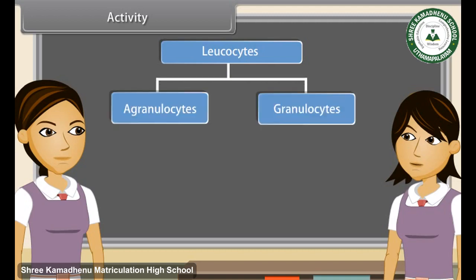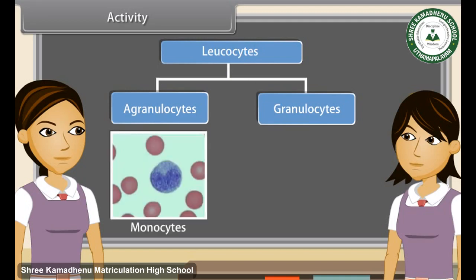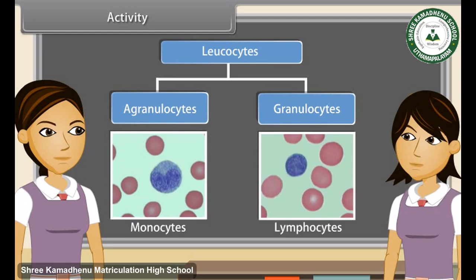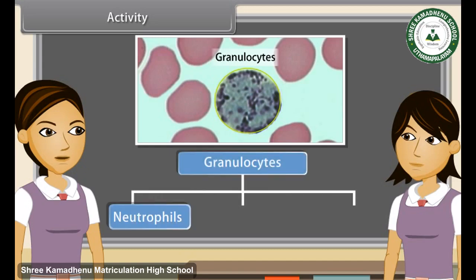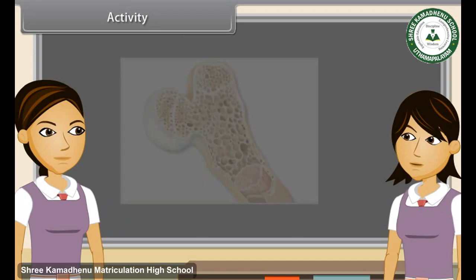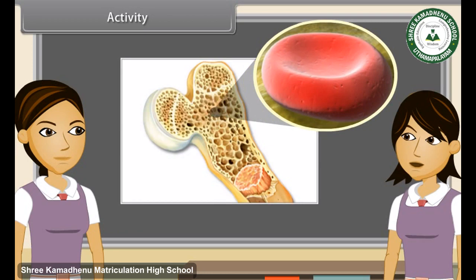agranulocytes without granules and non-lobed nucleus. These are of 2 types, monocytes and lymphocytes. Granulocytes contain cytoplasmic granules and lobed nucleus. They are of 3 types, neutrophils, acidophils, and basophils. Blood platelets are minute, anucleated, fragile fragments of giant bone marrow cells called megakaryocytes.